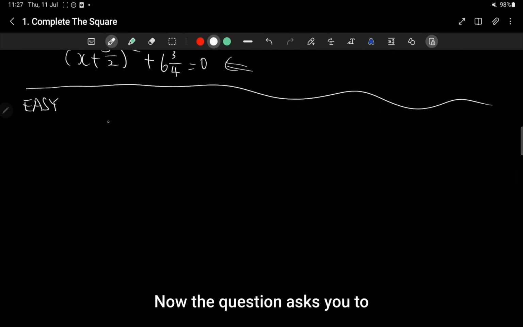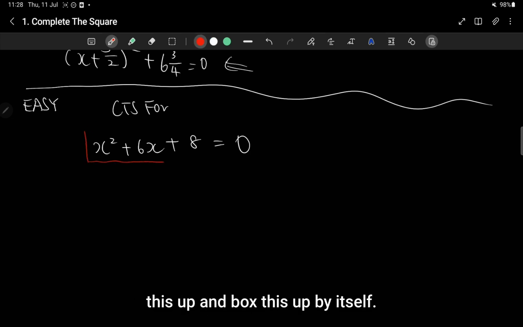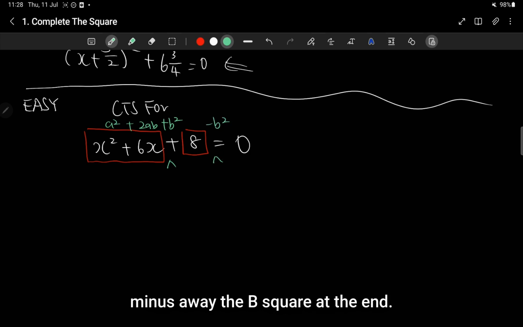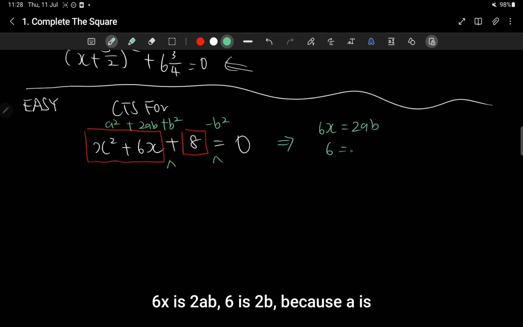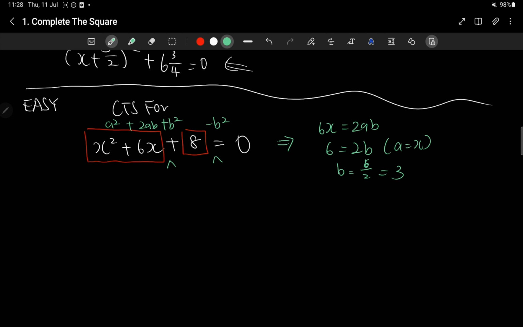Now the question asks you to complete the square for x squared plus 6x plus 8 equals 0. First thing we need to do is to box this up by itself. This is a squared plus 2ab. What we need to do in the next step is to add in the b squared and minus away the b squared at the end. And from here, we identify that 6x is 2ab, 6 is 2b, because a is x, and b is just 6 over 2, which is 3.